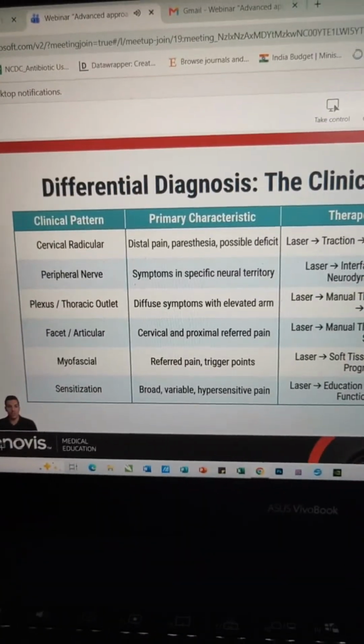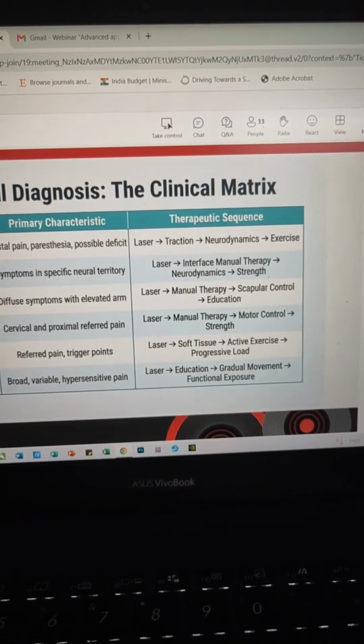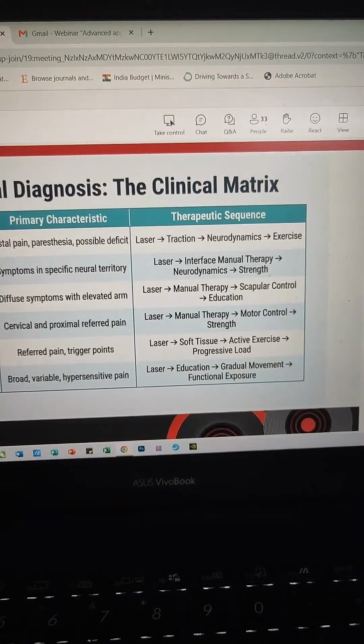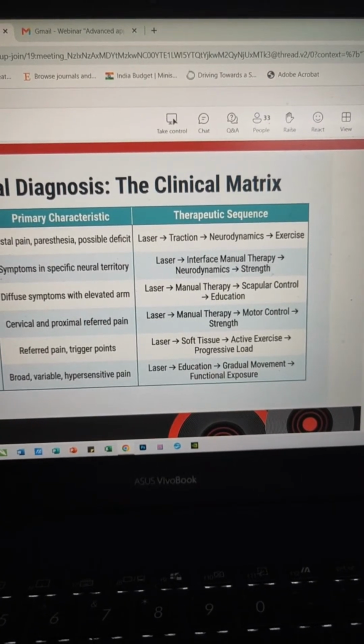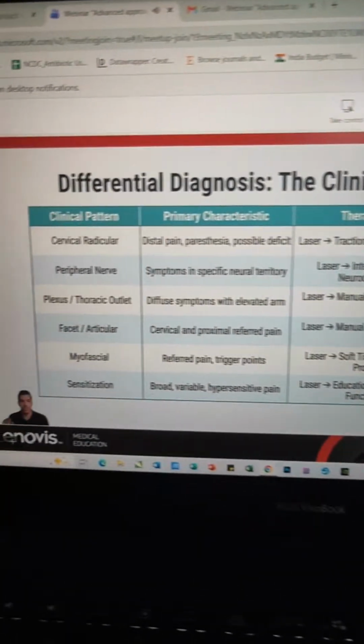Let's move on to the clinical matrix, that is, the differential diagnosis. In this matrix, I summarise for you the main clinical patterns that help us relate each pattern to the therapeutic sequence.